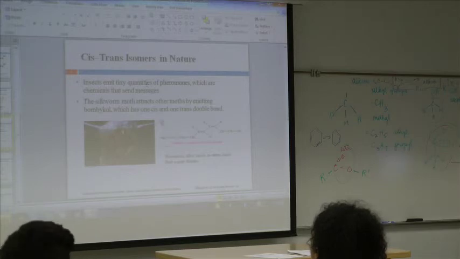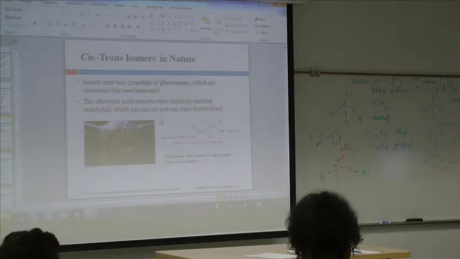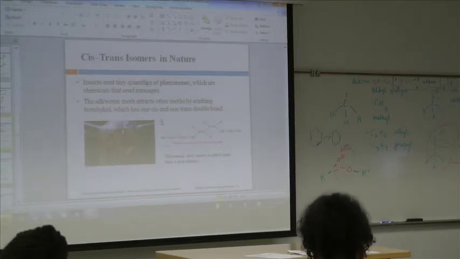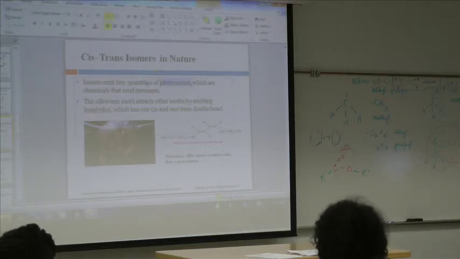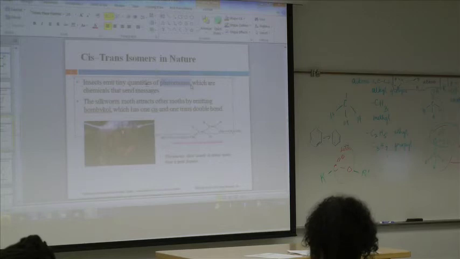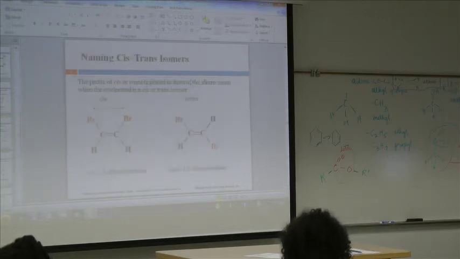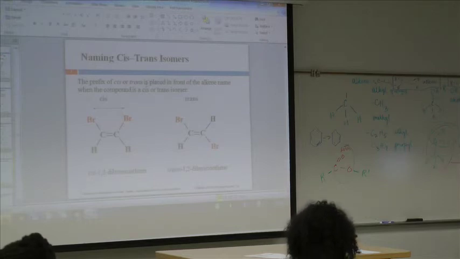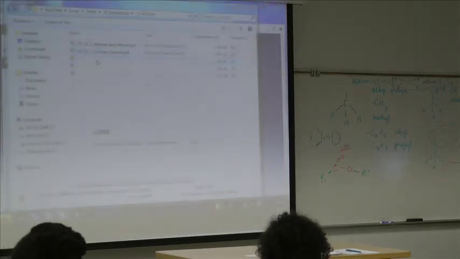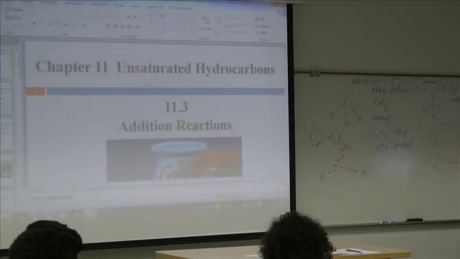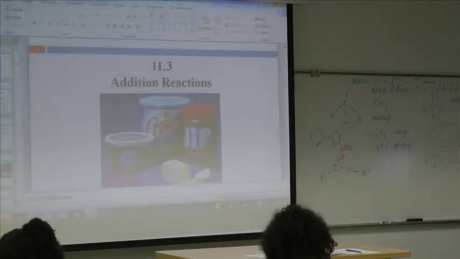So of course, cis and trans in nature, certain silkworm moths attract each other using pheromones, and we do have pheromones. Insects and so forth have their own pheromones. Just don't worry about naming them. Just those two examples. Understand the difference between the cis and the trans.